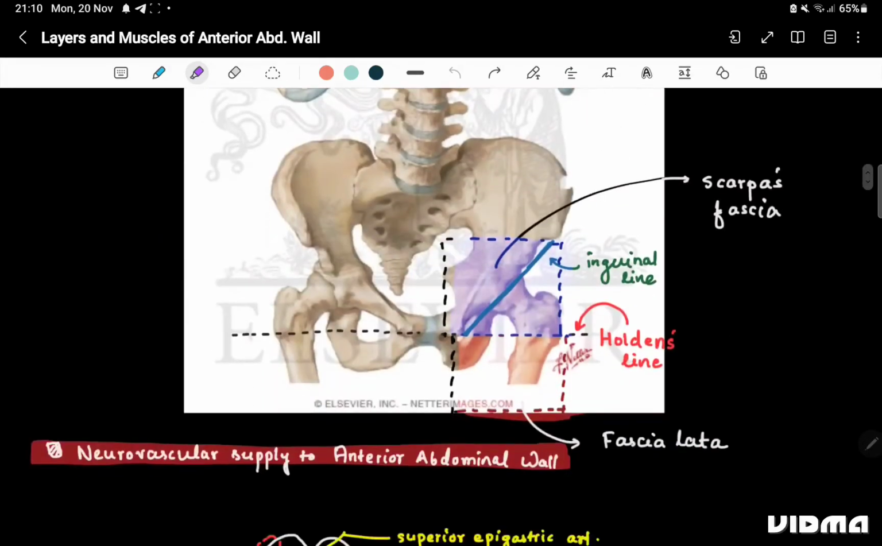Okay, talking about this part we are discussing, it is covered by Scarpa's fascia. This is Holden's line. At Holden's line, Scarpa's fascia is fusing with the fascia lata. This red part is the fascia lata. The point of fusion is called Holden's line. This is the inguinal line.